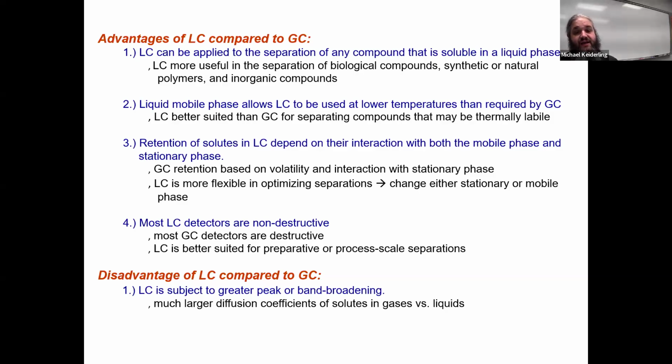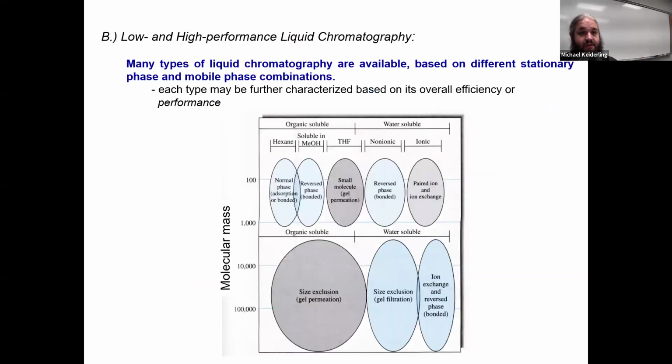Some disadvantages: it has greater peak or band broadening. There are much higher diffusion coefficients of solutes in gases versus liquids. But basically, there's a bigger effect of peak broadening or band broadening. And there's low and high performance liquid chromatography. There are a lot of different types of liquid chromatography based on different stationary phase and mobile phase combinations. And each type can be further characterized based on its overall efficiency or performance.